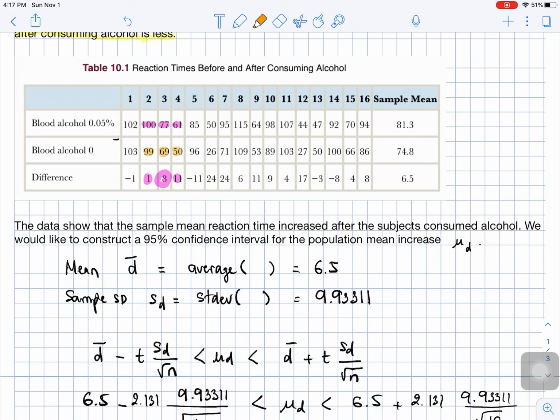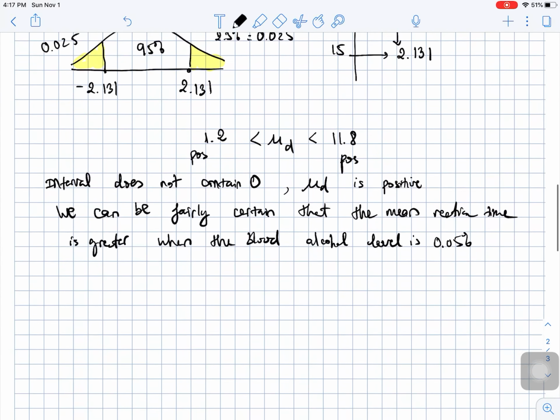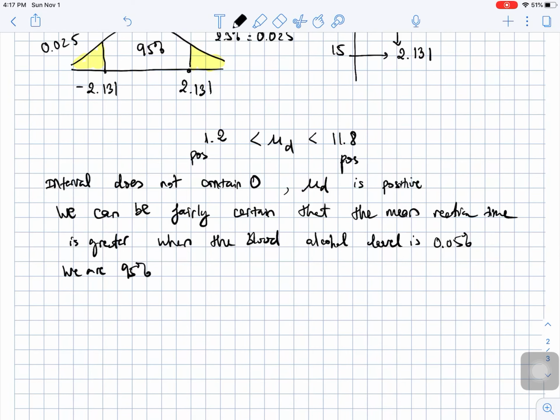And this is just a sample. We just make the conclusion for the population. For example, I have 1, 8, and 11. Do you see that in 0.05%, the first row, 177 and 61, compared with the second row, 99, 69, and 50, the 0.05% is greater.